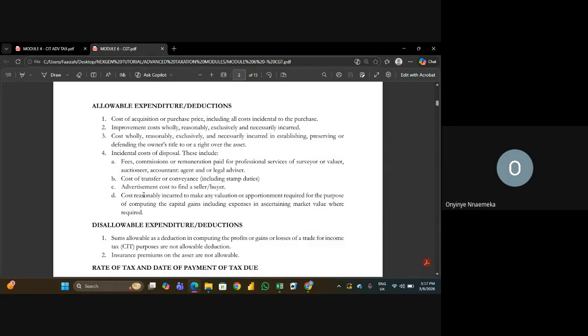Cost of transfer or conveyance, including stamp duty, is allowed. Advertisement to find seller or buyer is allowed. Cost reasonably incurred to make valuation or apportionment required for the purpose of computing capital gains is allowed.